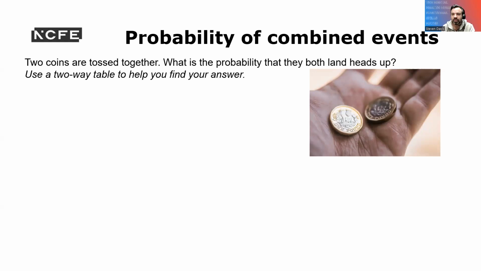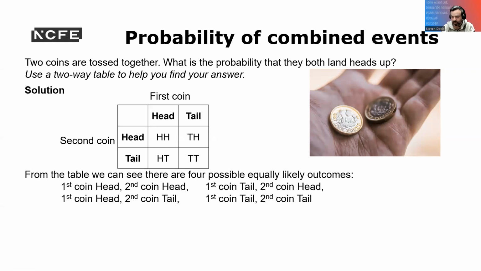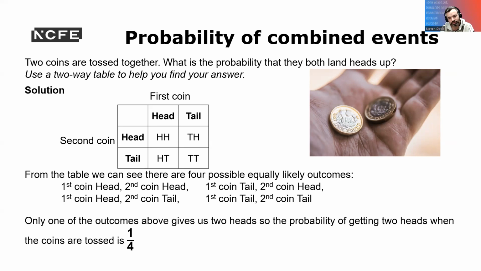2 coins are tossed together. What is the probability that they both land heads up? The two-way table will help you find your answer. So here you've got head, head, head, tail, tail, head, tail, tail. So the probability then is 1 in 4, isn't it? It's got to be, because there's only 4 possible outcomes. So it's still got to be a quarter. Does that make sense? So we've got 2 coins. There's your table. This is the amount of combinations that you can have if you flip 2 coins. But ultimately, it's still a 1 in 4 chance that both will land on head, head.